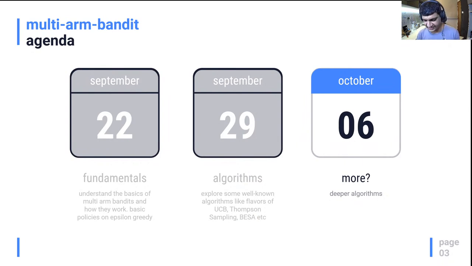So let's get started. For today's session, I wanted to focus a lot on Thompson sampling. Do you guys want to do a revision of what we looked at last time, or jump into the papers, jump into the algorithms? What do you guys want to do? It's a smaller group, so I'm okay either way.